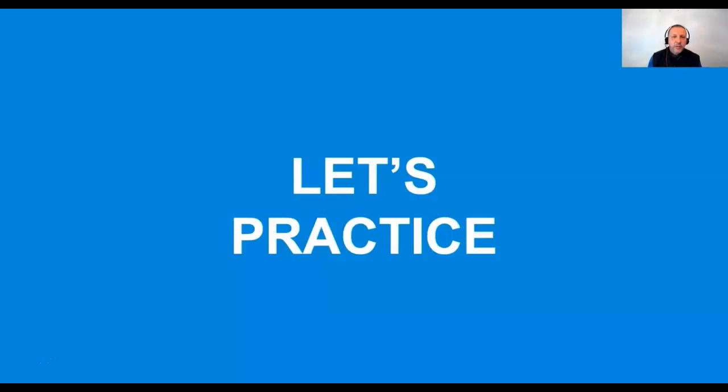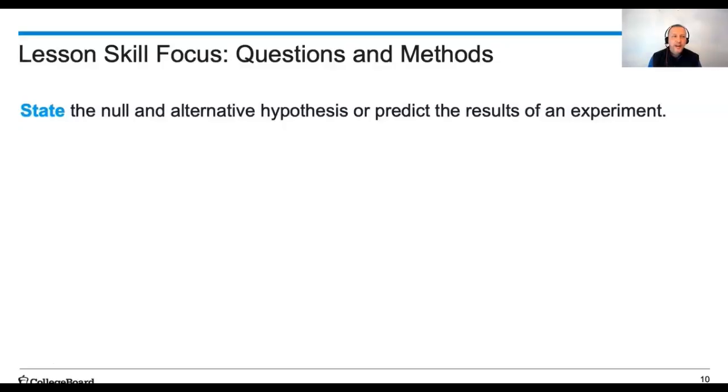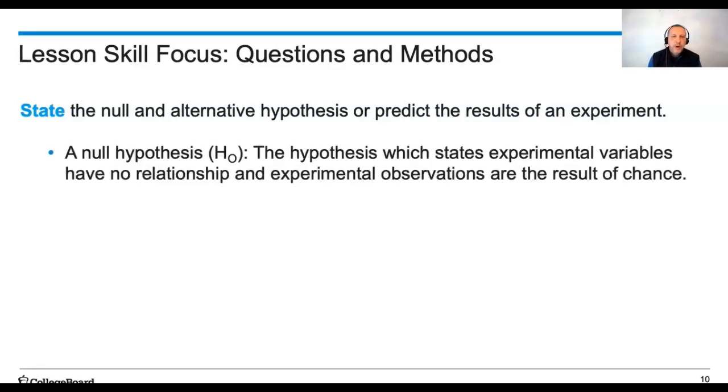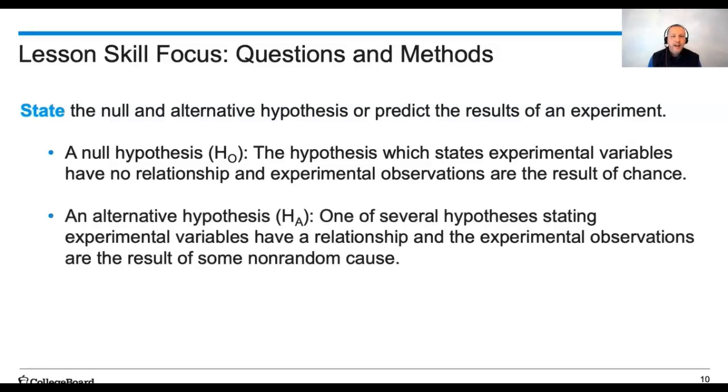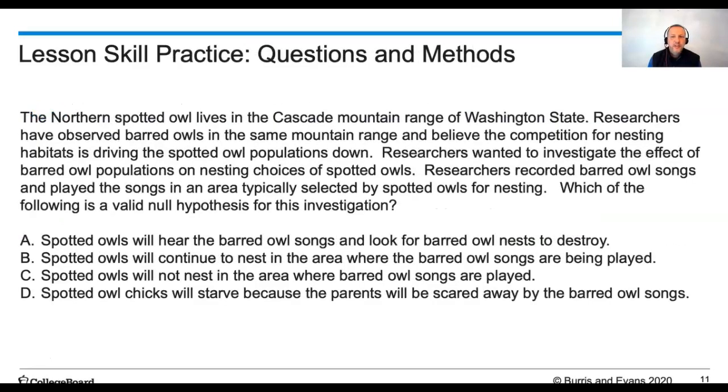So let's practice. For today's practice, we're going to focus on stating the null and alternative hypothesis or predicting the results of an experiment. A null hypothesis is one which states experimental variables have no relationship and experimental observations are the result of chance. An alternative hypothesis is one of several hypotheses stating experimental variables have a relationship and the experimental observations are a result of some non-random cause. So let's practice. Please pause your video, read the question, and formulate your answer. When you're ready, push play again.